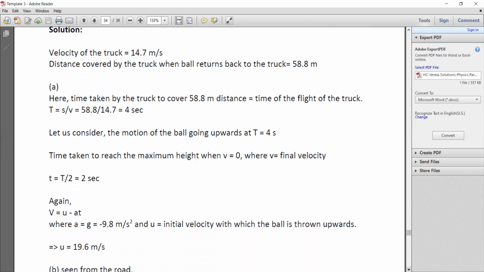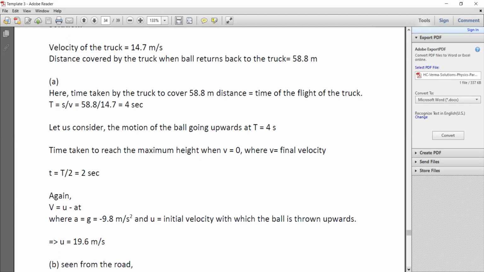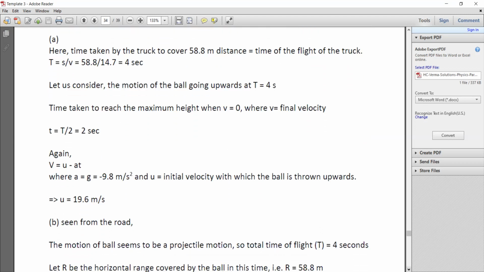Solution. Velocity of the truck equals 14.7 meters per second. Distance covered by the truck when the ball returns back to the truck equals 58.8 meters. A. Here, time taken by the truck to cover 58.8 meters distance equals time of flight of the ball. T equals S upon V equals 58.8 by 14.7 equals 4 seconds.